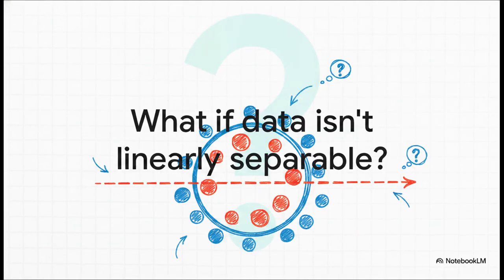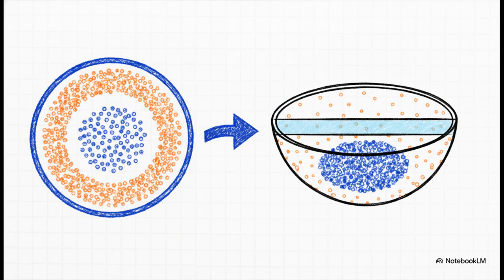Okay, but we hit another snag. What happens when simple straight lines completely fail? Suppose your data points are arranged in a circle, right? You've got one class inside the circle and the other class outside. A straight line simply cannot separate them. No way. This is where we use an amazing math technique called the kernel trick.